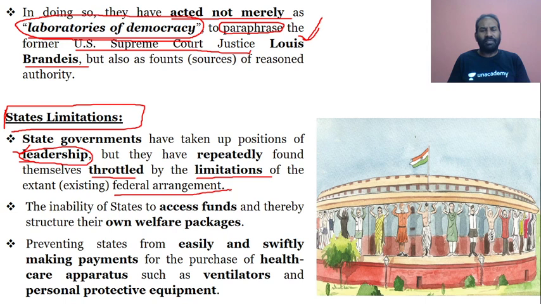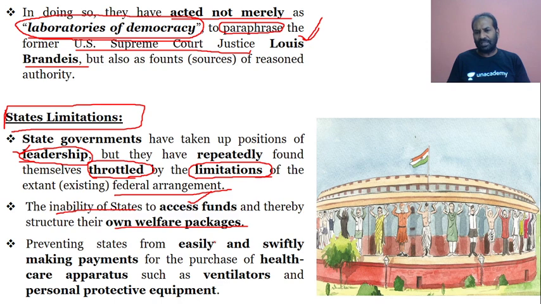The existing form of representative government in India is the federal structure, and because of it, as I said, India is a Union of states but with a strong center. When it is a strong center, definitely there are limitations on the states, and they are throttled, in the sense squeezed by the center. That is the state limitation, in regard to the inability of the states to access funds and thereby structure their own welfare package. In regard to funds and taxes, because of GST also, it is almost in the hands of the center.